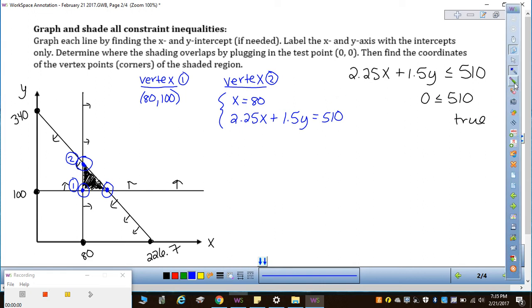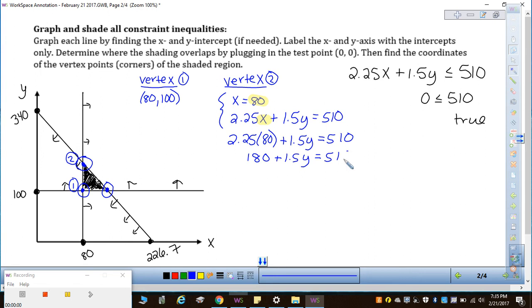We can think about doing substitution. We know that the x value is 80, so all we have to do is plug in 80 for x into the second equation. All right, we can go ahead and subtract 180 from both sides, and divide both sides by 1.5 to get the y coordinate of 220. Altogether, the coordinates of our vertex, when x is 80, y is 220.